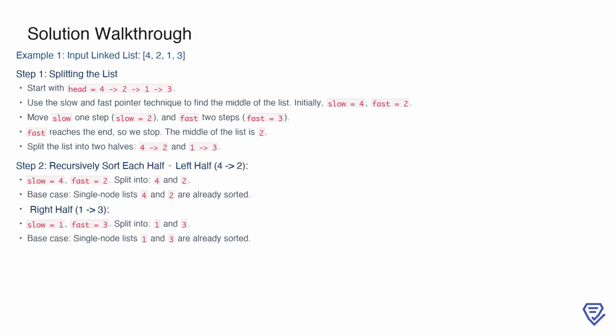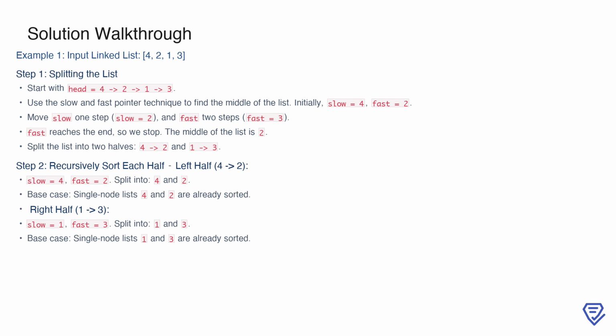To begin solving the problem, we start with the input linked list 4, 2, 1, 3. Our first step is to split the list into smaller parts using the slow and fast pointer technique. Initially, the slow pointer is at the first node, 4, and the fast pointer is at the second node, 2. As we move the slow pointer one step at a time and the fast pointer two steps, the slow pointer reaches 2 while the fast pointer lands at 3.